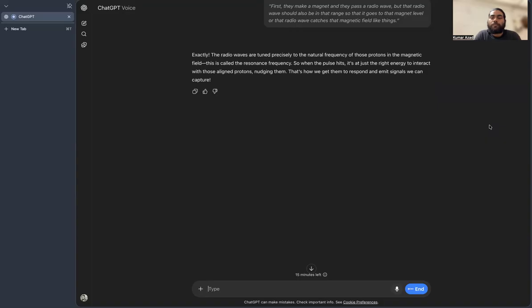Okay, so the radio waves are being passed through the whole body. And after that, the reaction force: how is that reaction force captured, and why is the reaction there?